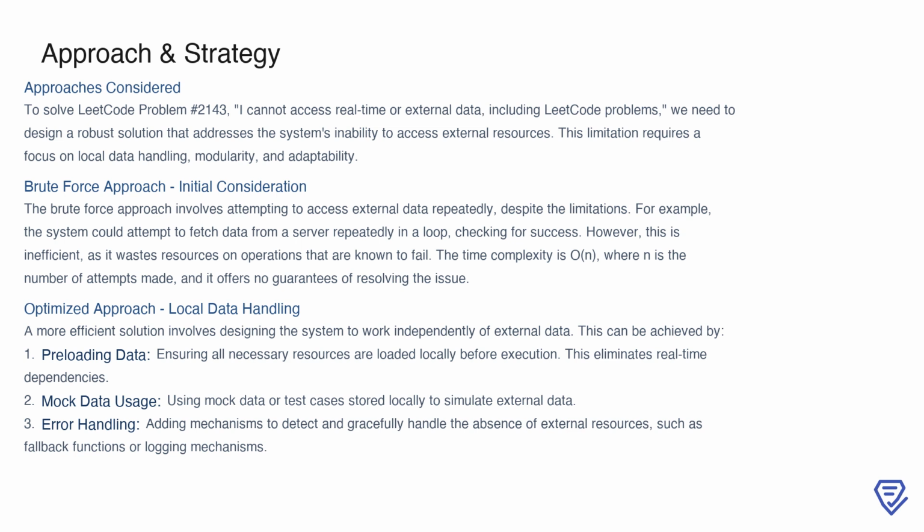A more promising direction is the optimized approach, which prioritizes local data handling. By preloading all necessary data before execution, the system becomes self-sufficient and eliminates external dependencies. Another option within this strategy is using mock data stored locally. This allows us to simulate external resources during development or testing. Additionally, robust error handling mechanisms, such as fallback functions or logging, ensure the program can continue operating gracefully even when external data is unavailable. Together, these measures create a more efficient and adaptable solution to the problem at hand.